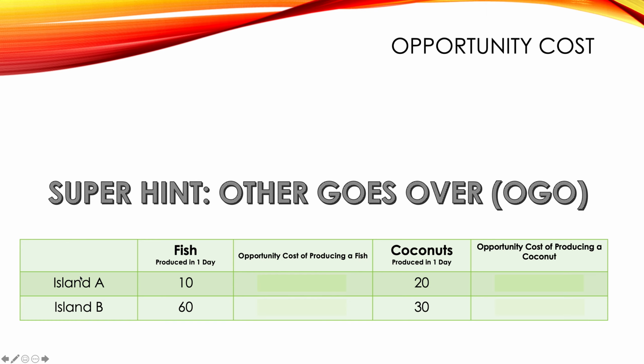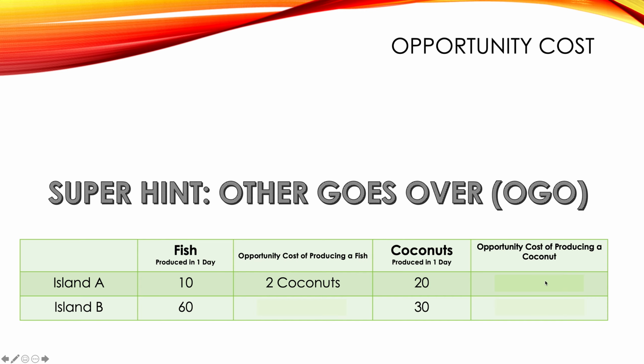Island A, what's the opportunity cost of producing a fish? That's the answer we're looking for right here. So if we're wondering about fish, take the other number, 20, and put it over 10, right? 20 over 10 is 2. So the opportunity cost of producing a fish is 2 coconuts. Fine.